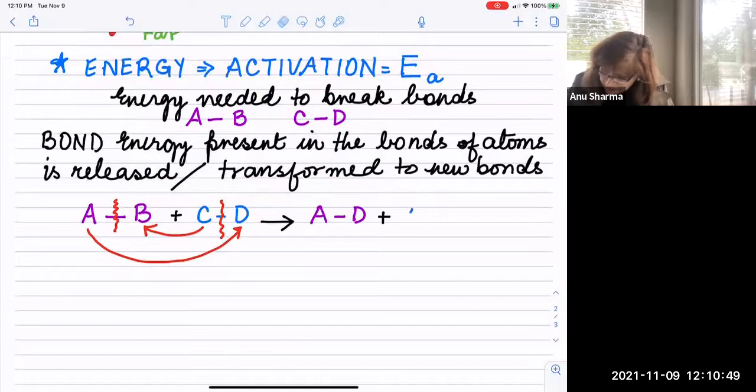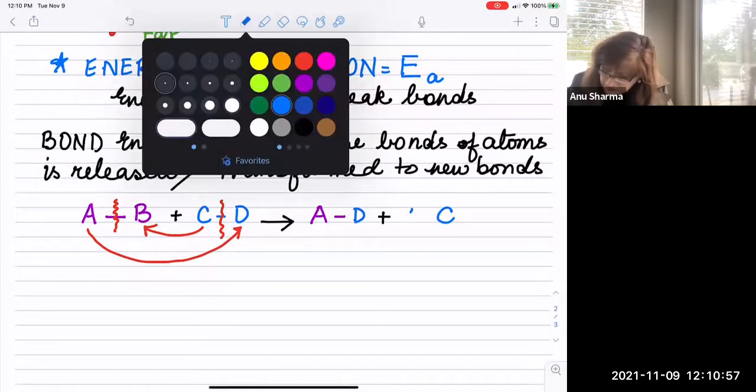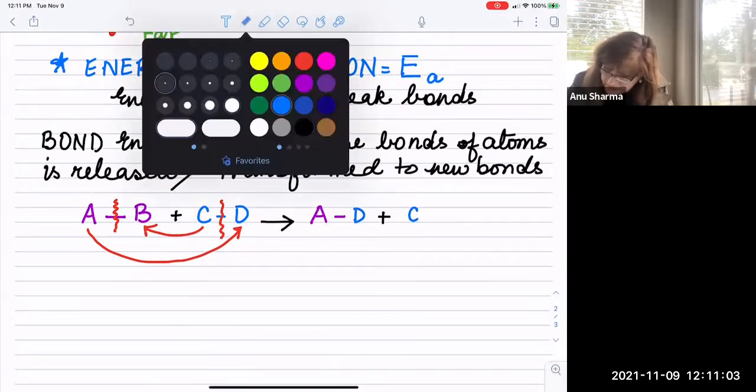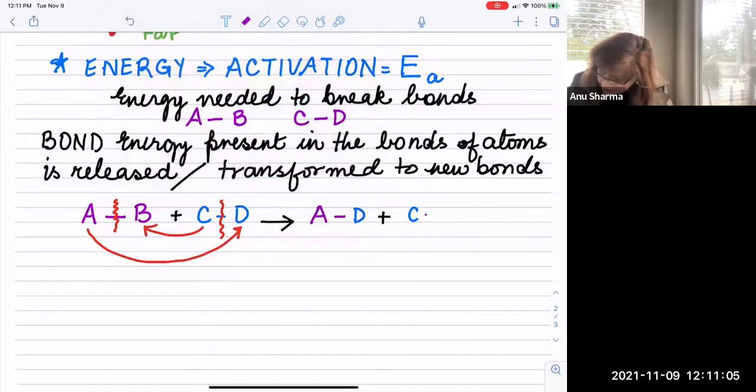A, that's a different color, D, and this is C, and then B. So you see, C combines with B and A combines with D. So remember that.